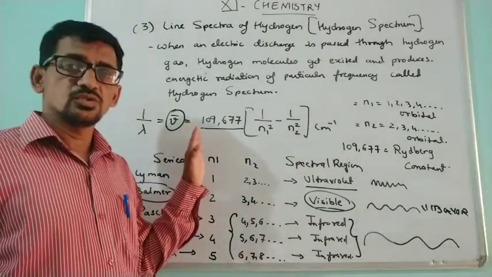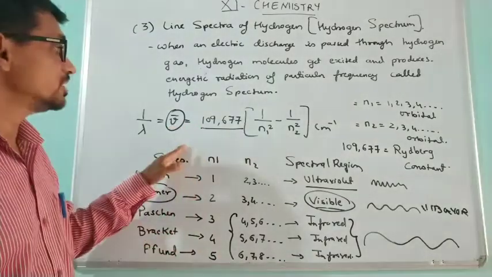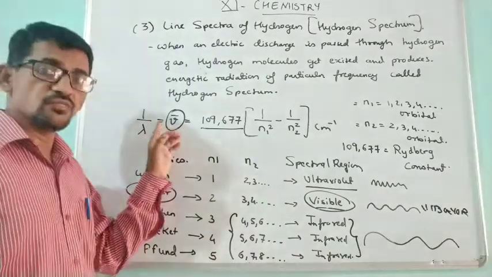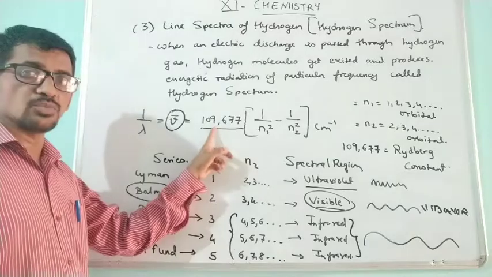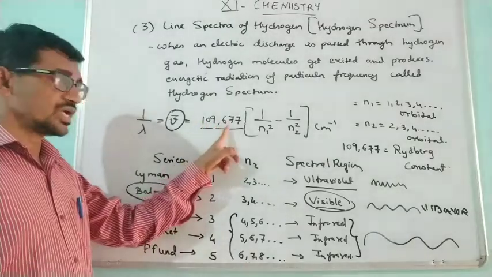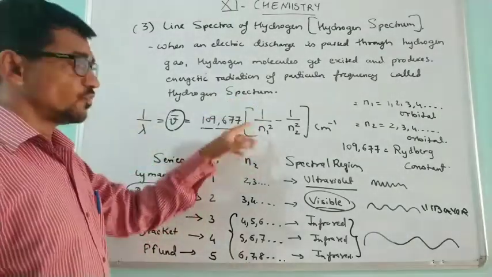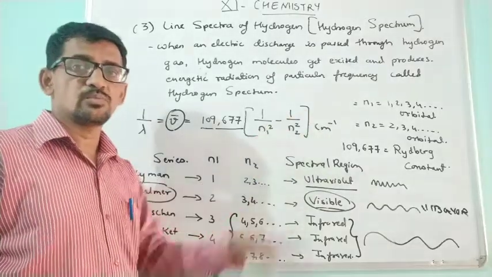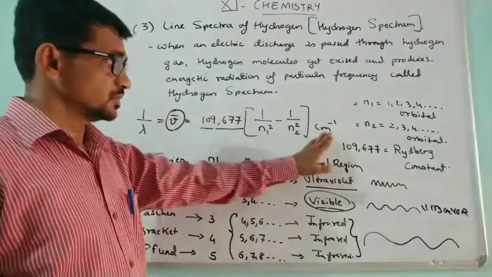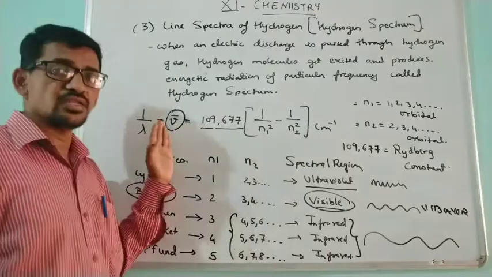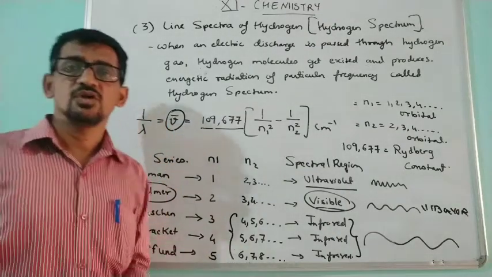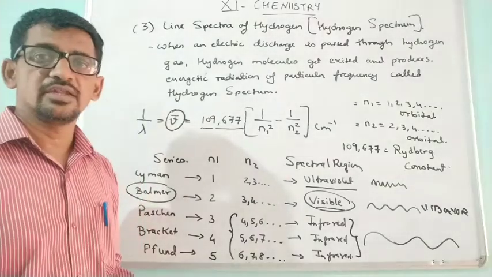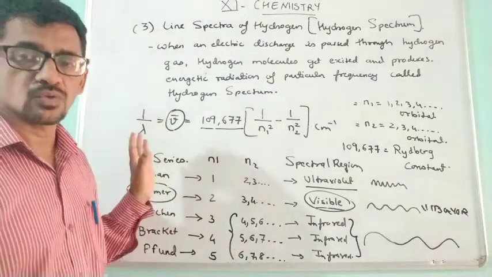One table is also there in your textbook. You try to draw it. This equation is made: wave number, remember, 1 by lambda is equal to the Rydberg constant value 109677 into 1 upon ni square minus 1 upon nf square, in centimeter inverse units. From that we can find the wave number, and from the wave number we can find the wavelength, and from the wavelength we can find the energy of that particular electron.